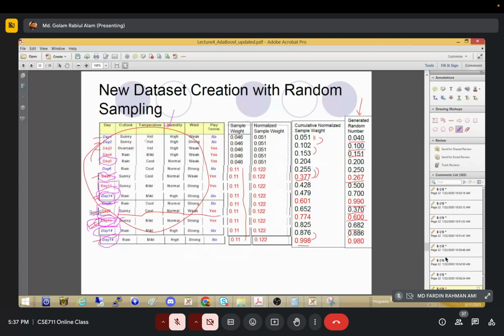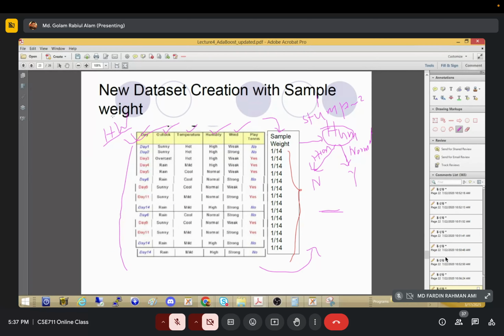But the question here is, in this new data set, it is mentioned that we need to pay more attention to the misclassified instances. As in our theory we have discussed, for second stem construction, we need to pay more attention to the misclassified instances. But how do we pay more attention to the misclassified instances here?